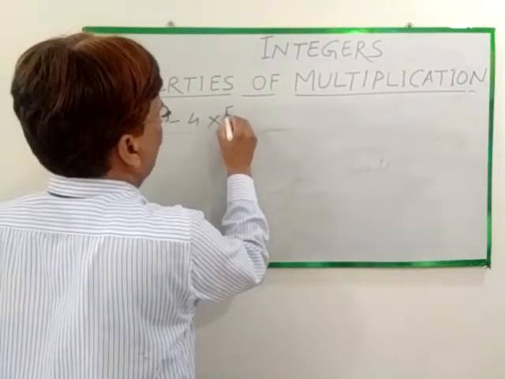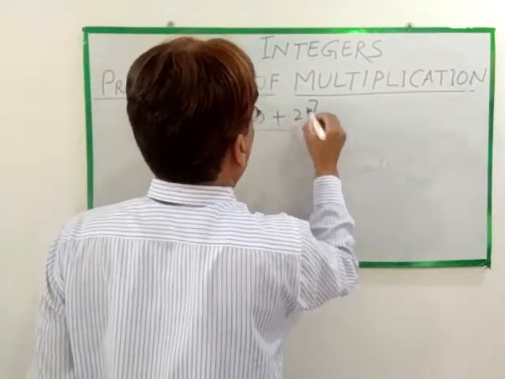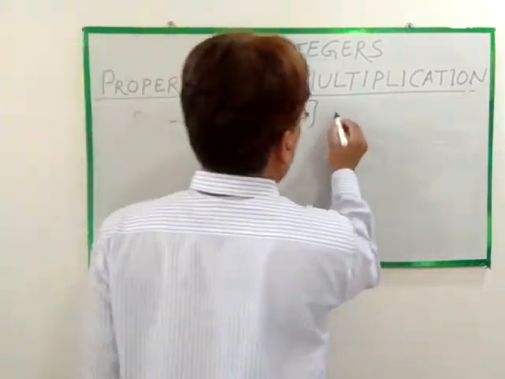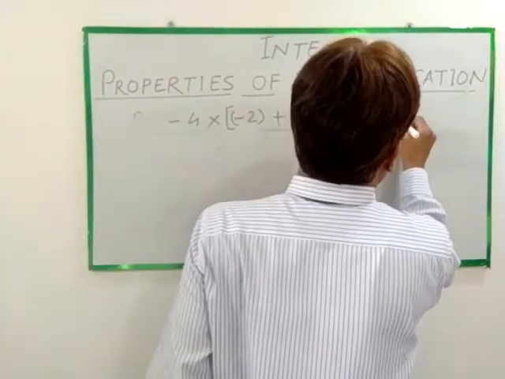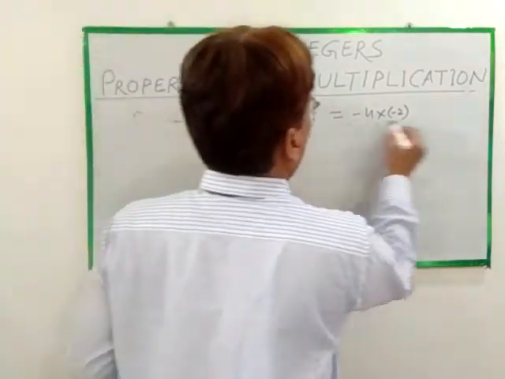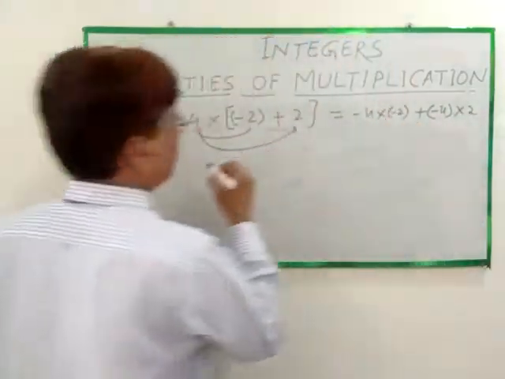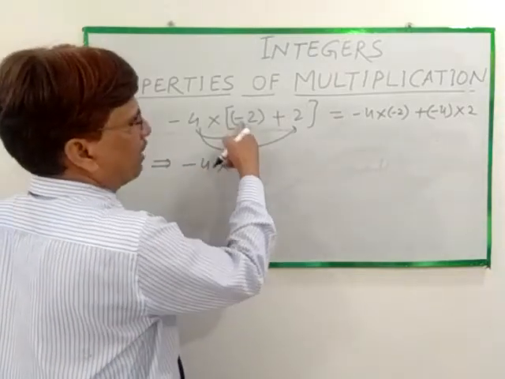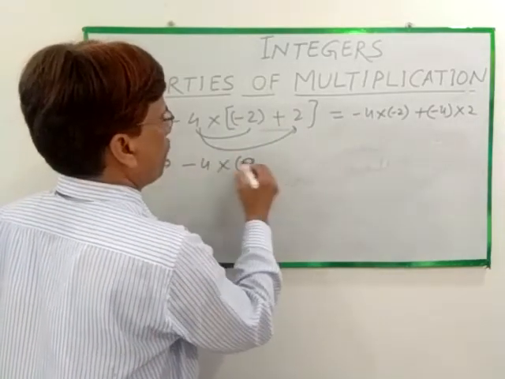-4 into -2 plus 2. Okay. Now -4 into -2, and again -4 into 2, and check it. -4 into -2 plus 2, 0.